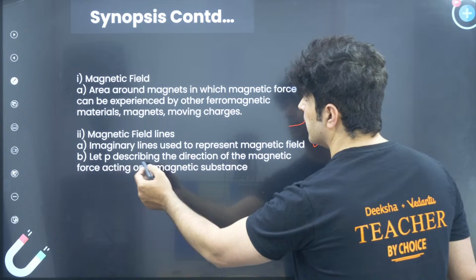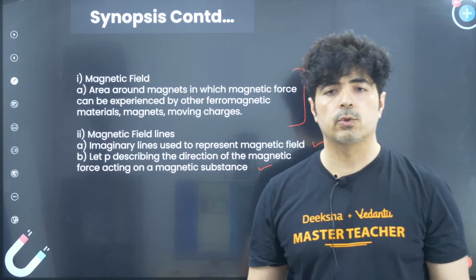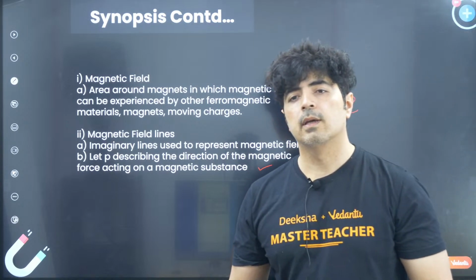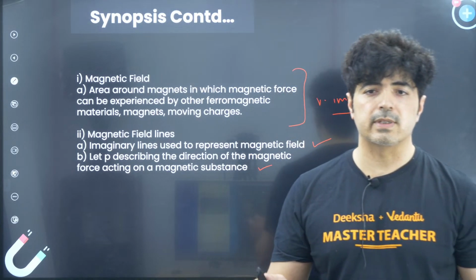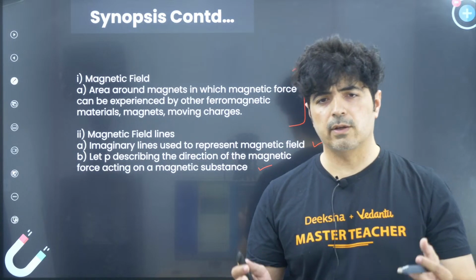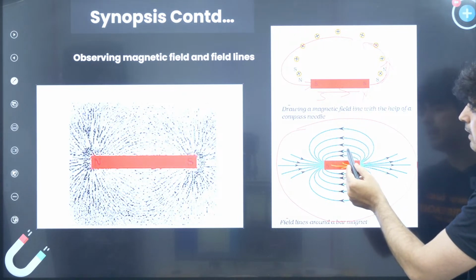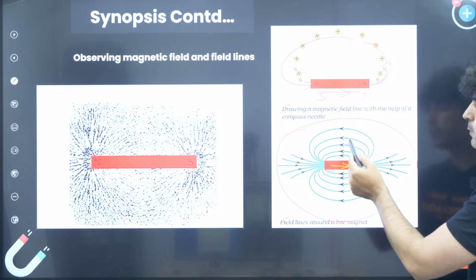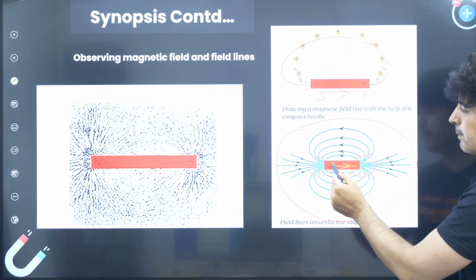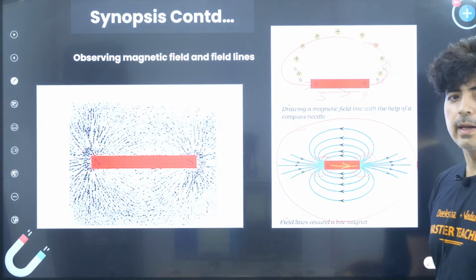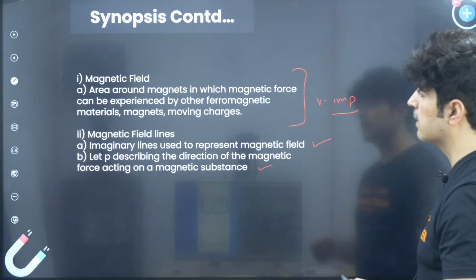And let me describe the direction of magnetic field force acting on a magnetic substance. It shows how much force will be applied on a ferromagnet or an external magnet when it is kept next to the magnet. Weak force, strong force. For example, over here, as you go away, the distance between the magnetic field lines increases, so the force becomes weaker and weaker. Next to the pole, the lines are very tightly packed, so the force experienced by a ferromagnet or magnet will be quite a lot. This is the meaning of the statement.